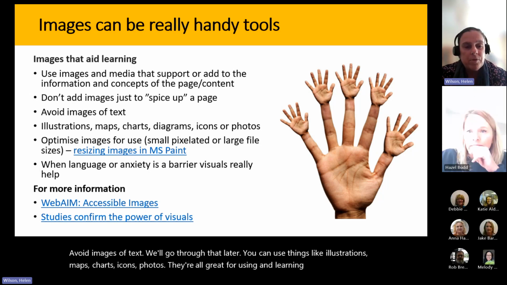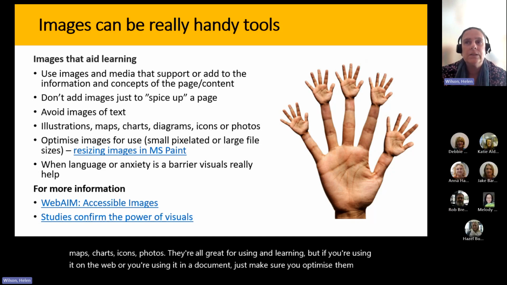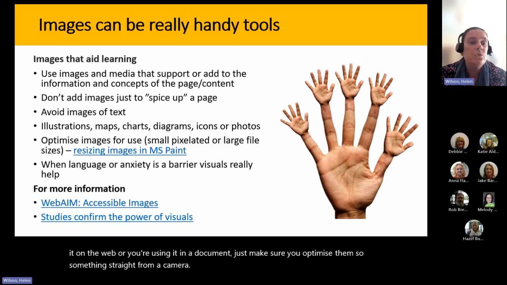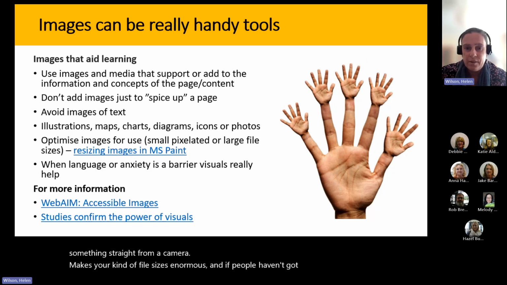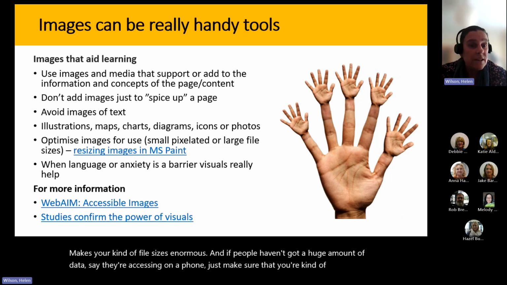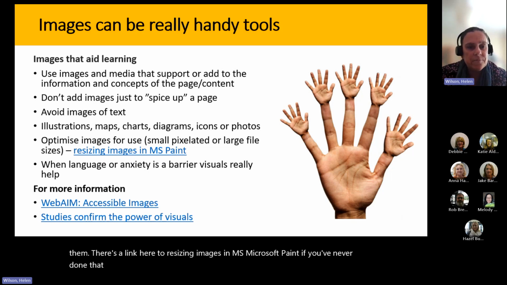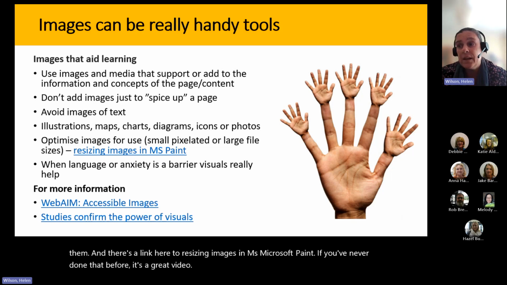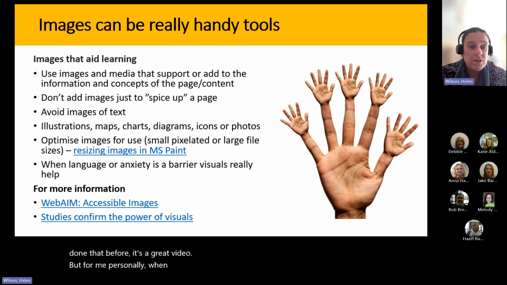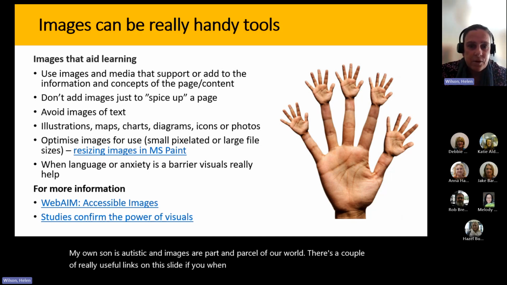But if you're using them on the web or in a document, make sure you optimize them. Something straight from a camera makes your file sizes enormous, and if people haven't got a huge amount of data, say they're accessing on a phone, optimizing matters. There's a link here to resizing images in Microsoft Paint if you've never done that before. It's a great video. For me personally, when language or anxiety is a barrier, visuals really help. My own son is autistic and images are part and parcel of our world. There's a couple of really useful links on this slide when you access it later on.